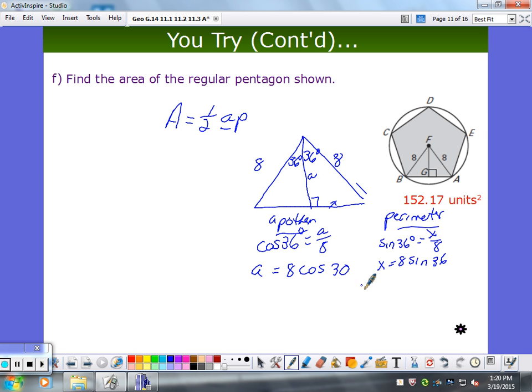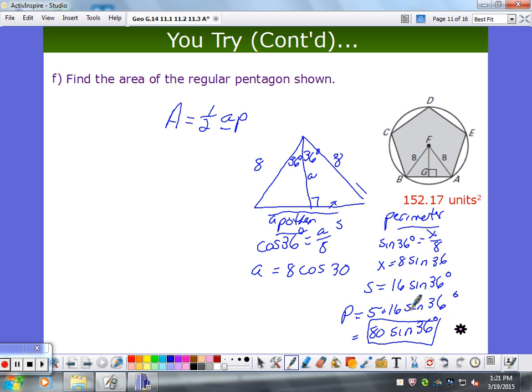Now a whole side, if this whole thing is s, is 2 of these. So that's 16 sine 36 degrees. Does that make sense? That's this whole side. Now how many of those sides do I have? I have 5 of them. So if I want the whole perimeter, it's this thing times 5. And 5 times 16 is 80. This is where I'm likely to make mistakes. So that's the perimeter, and that's the apothem.